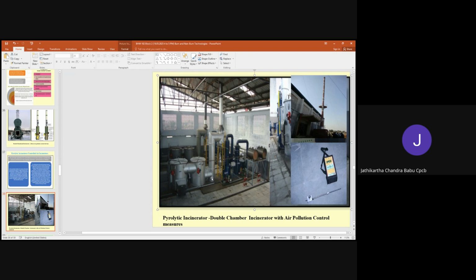In the process of combustion, we generate various gases. The gases are cleaned properly here. Afterwards, after cleaning, these gases are emitted into the atmosphere through a stack of height 30 meters. Remember this. What should the minimum height of the stack be for incinerators? The minimum height of the stack should be 30 meters. Please kindly remember that.